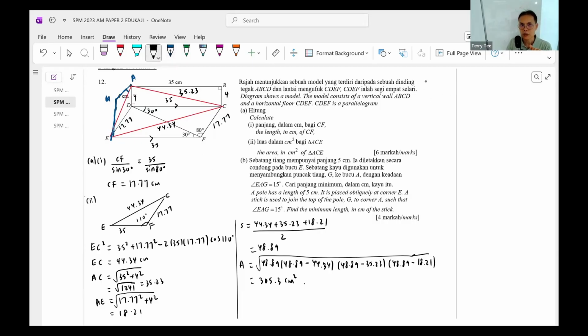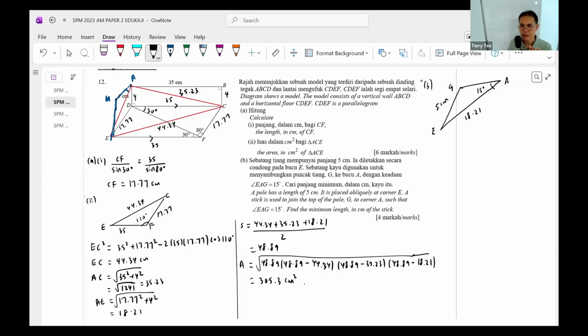Okay, now let's redraw the whole thing because it's a bit hard to see. When put the stick like this, now this one we don't know whether it's higher or lower. Maybe I draw like this. This is E, G, A. This angle is 15°. The length of the pole is 5 cm. We know EA already. Guys, what's your EA just now? I counted EA, 18.21. Right?